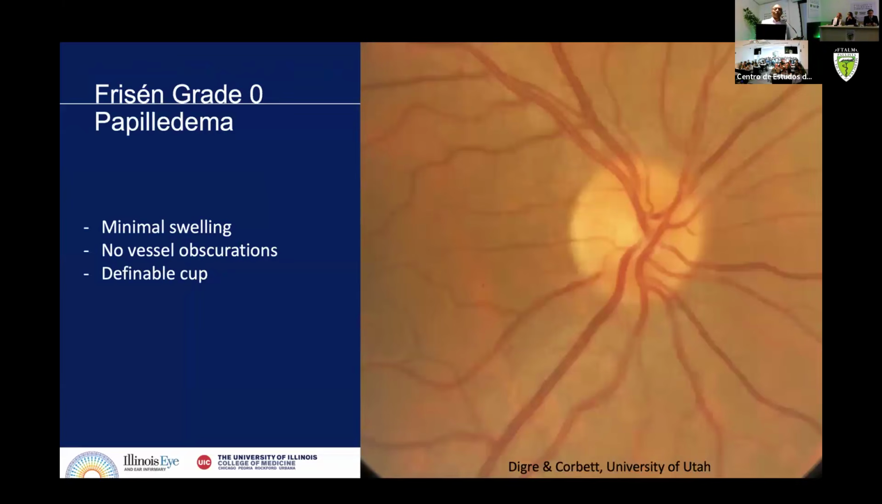A quick word about the Frisén score. So I like to use this to define what the nerve is looking like, because it's an easy way for us to even show Frisén grade 1, changes to 2 or 3, and then maybe improves back to 0. With Frisén grade 0, we have a completely normal nerve with no elevation. So this is normal.